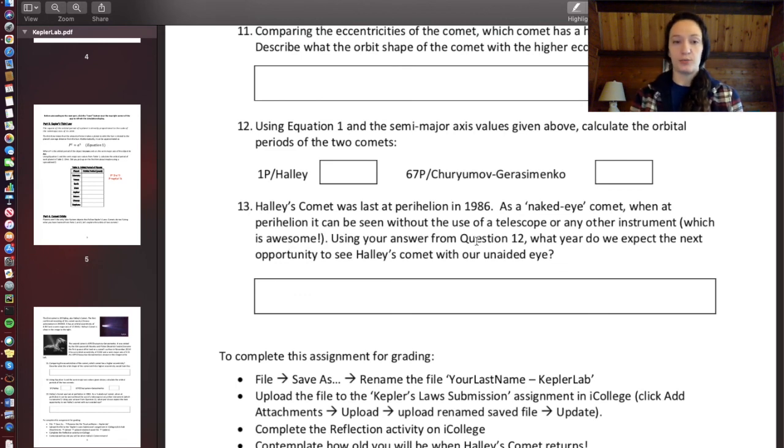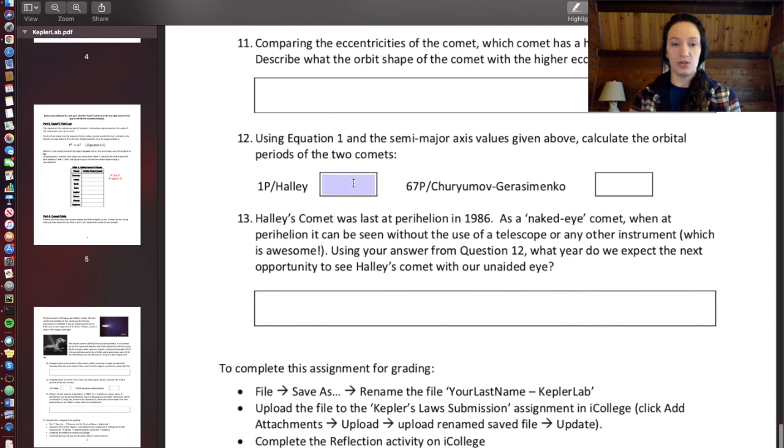So then using your answer from question 12, which is where you calculated the two orbital periods, what year do we expect the next opportunity to see Halley's Comet with our unaided eye to be? And this is a nice and simple addition problem. So you want to take 1986, which was the last year we saw it, and you want to add the orbital period, which let's say the orbital period is 100 years. That means that we would next be able to see Halley's Comet in 2086. And that's all it's asking for. That's not the correct answer. You'll have to do the math yourself.